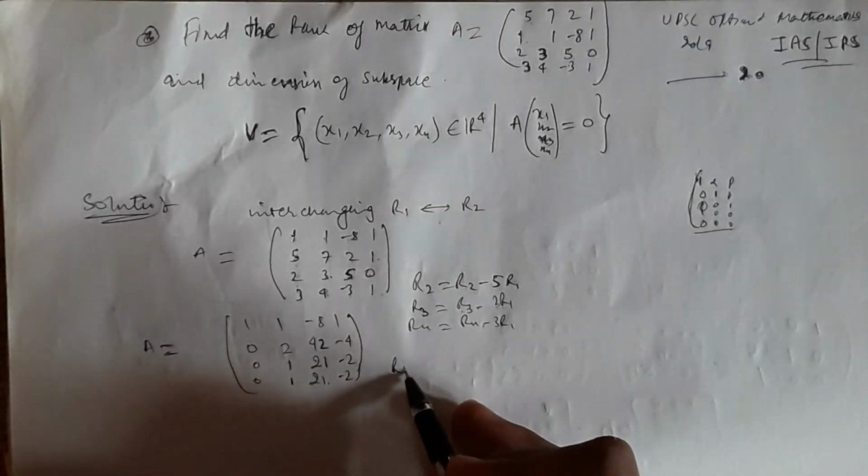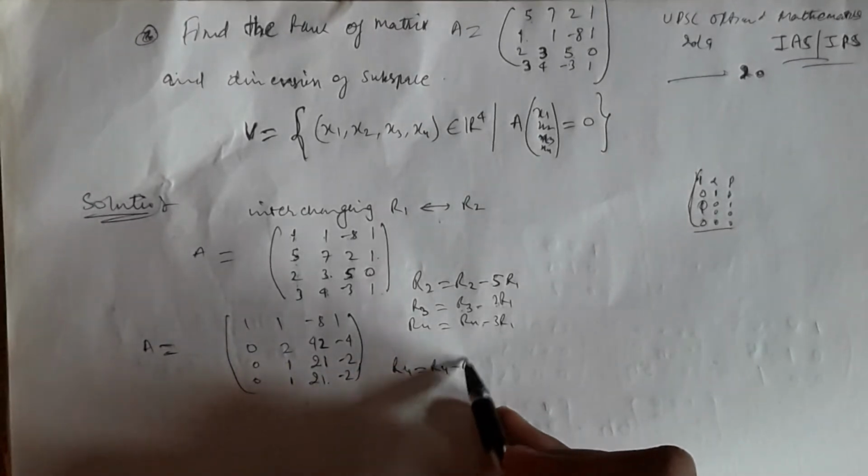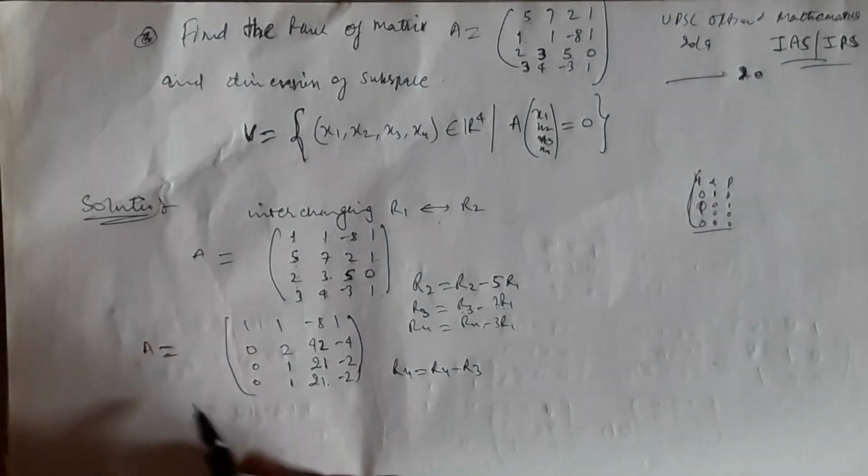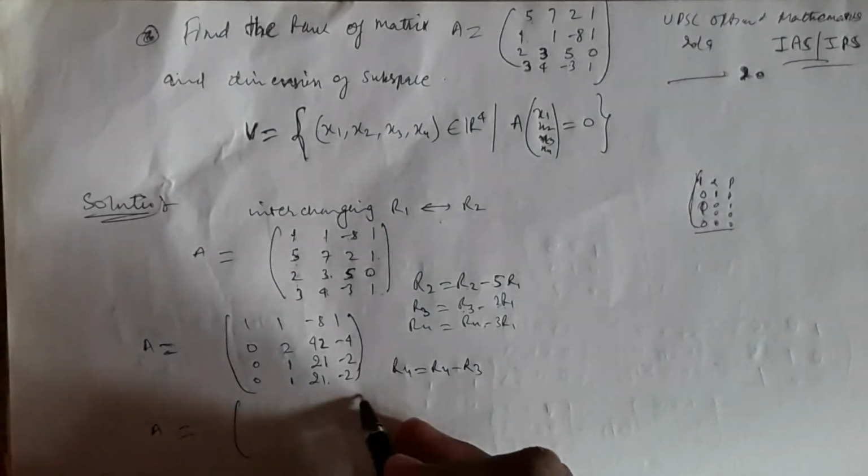So apply the operation: row 4 is nothing but row 4 minus row 3. And see what happens.